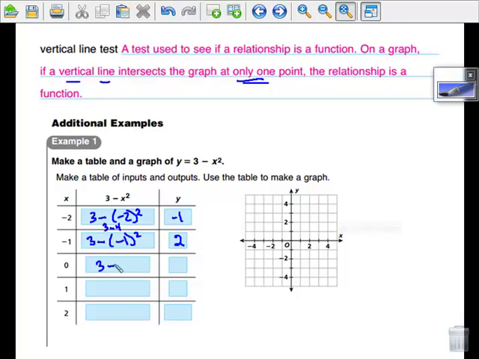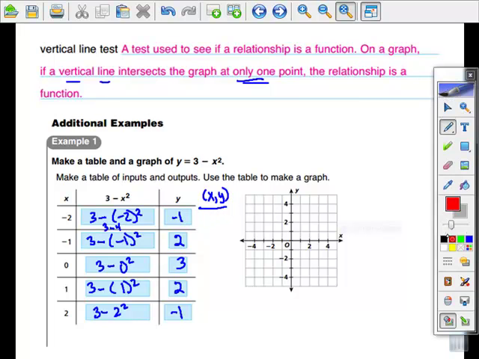I'll have 0. 3 subtract 0 squared. 0 squared is 0, so this is 3. Then 1, so we have 3 subtract 1 squared. Well, 3 subtract 1 is still 2. And then 3 subtract 2 squared. 2 squared is 4, and 3 subtract 4 is negative 1. So we can go ahead and make our x, y coordinate column right here.